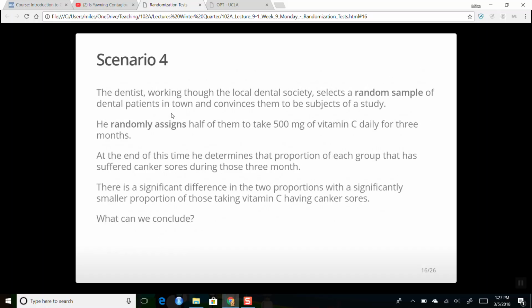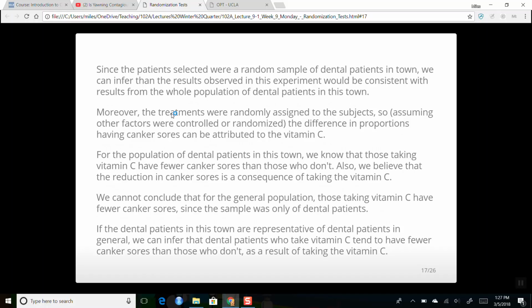All right, and then lastly, scenario 4: we've got a random sample and we got random assignment. So what can we do? This is the heroic case study. Because it was a random sample, we can generalize to the population of all dental patients in the town. Because we did have random assignment of the treatments, we can conclude that the difference can be attributed to the vitamin C.